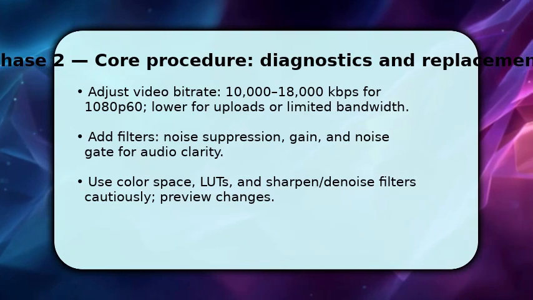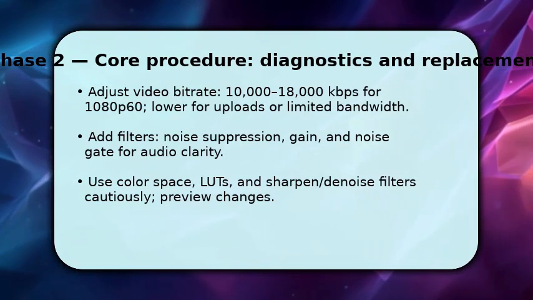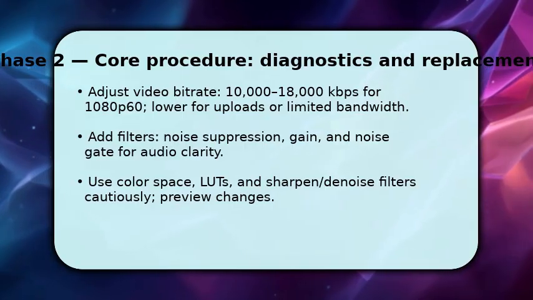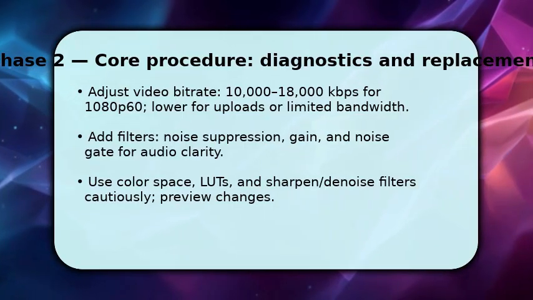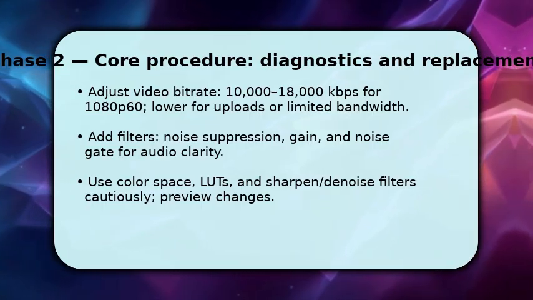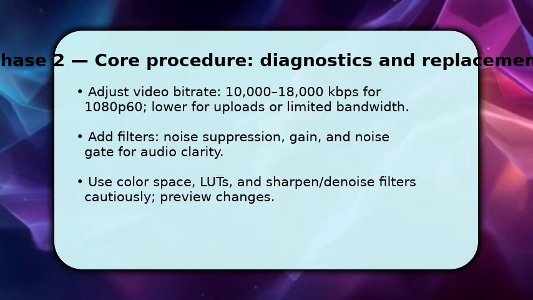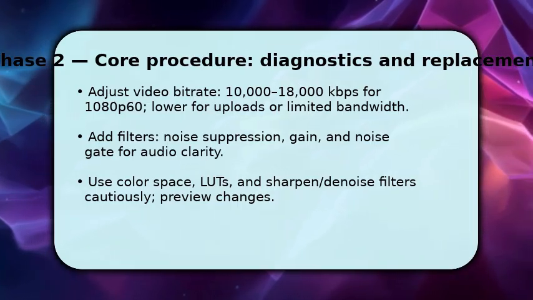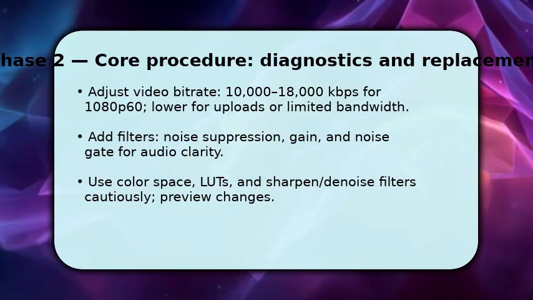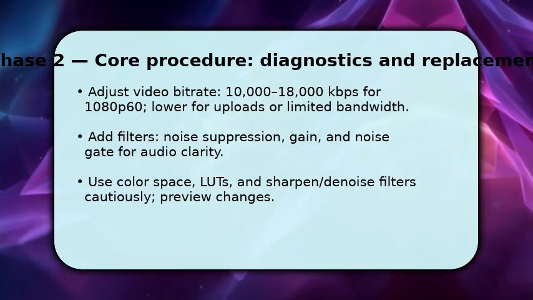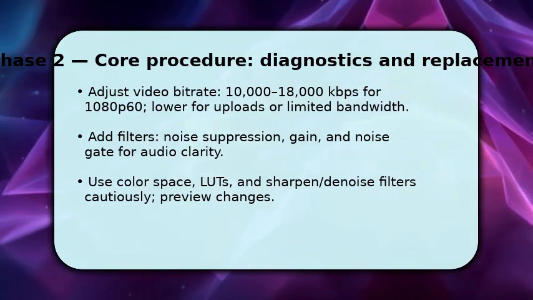Now optimize encoding and filters for quality. Set video bitrate according to resolution and FPS. For 1080p 60, use 10,000 to 18,000 kbps. Reduce for limited upload speed. Alter rate control to CBR for streaming or CRF for local recordings. Increase profile to high for better detail.